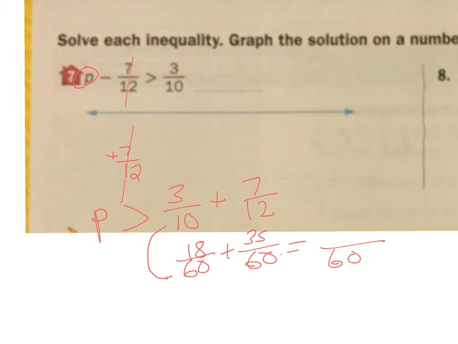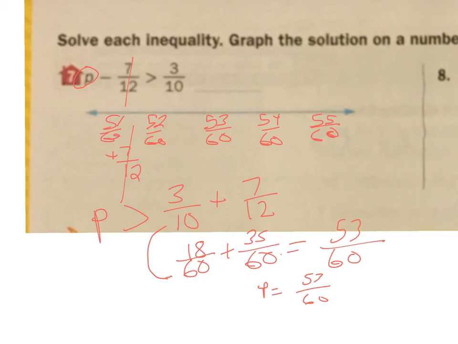60. 18 plus 35 is 53, I think it is. Yep, 53. So P equals 53/60ths. And we're not going to reduce that. So let's go 53/60ths, 54/60ths, 55/60ths. See how we're going higher? 52/60ths and 51/60ths.